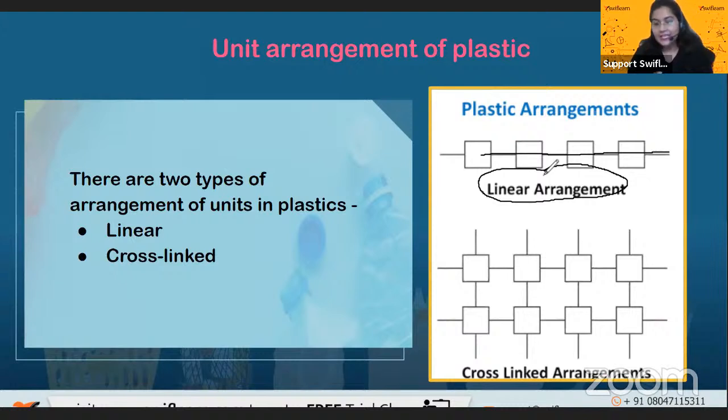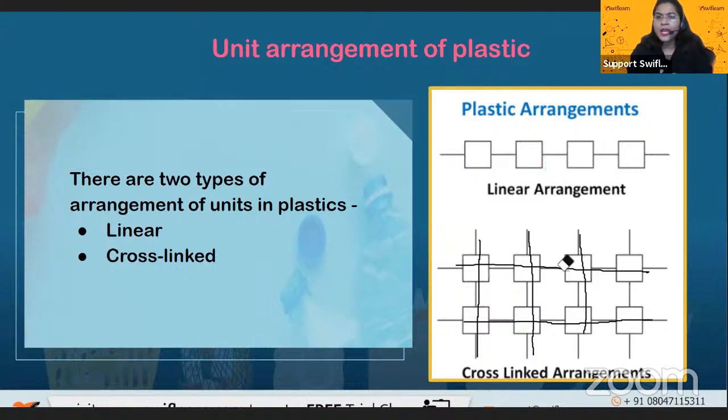Okay, and this second one, can you see? These monomers or units are arranged in such a way that they are going downward also, and these are crisscrossing. Okay, so this type of arrangement of the plastic material is known as the cross-linked arrangement. Fine. Understood? What are the two arrangements of the plastic? The linear arrangement, that is a very simple one, and the cross-linked arrangement, that is a crisscross like thing. Okay.